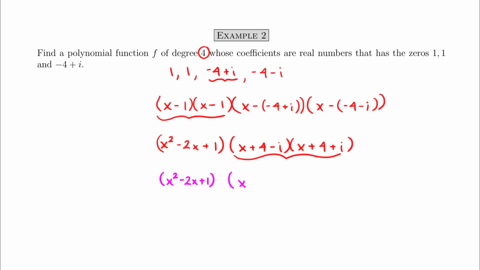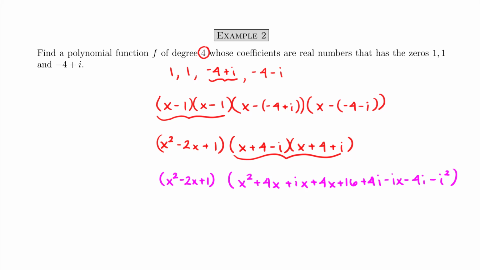I'm going to get x squared plus 4x plus ix. Now I'm going to use the 4 and distribute, and then I get 4x plus 16 plus 4i. And now I'm going to distribute the negative i, and that's going to give me negative ix minus 4i minus i squared.